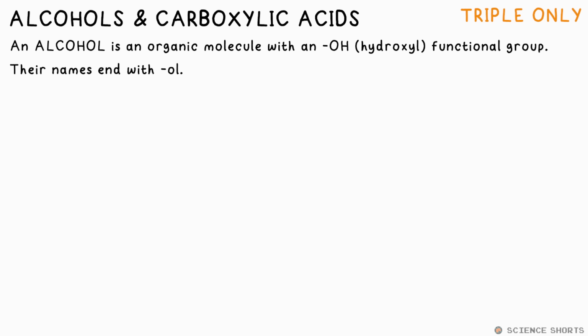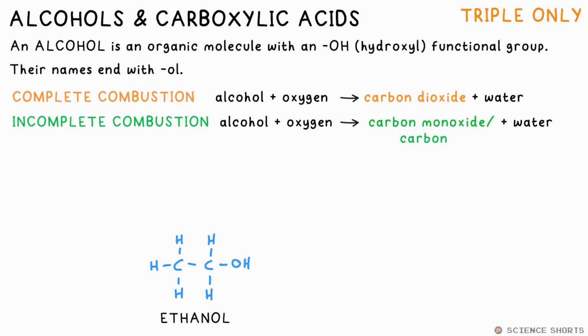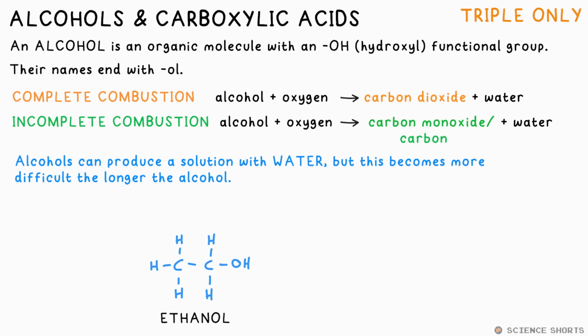An alcohol is an organic compound with an OH functional group. Their names always end with ol, so this is ethanol. These can react with oxygen, that is combust, to make carbon dioxide and water if it's complete combustion, and carbon monoxide, or just carbon, soot and water if it's incomplete combustion, when there's less oxygen available. Short alcohols like ethanol can mix with water to produce a solution, which gets more difficult as they get longer.